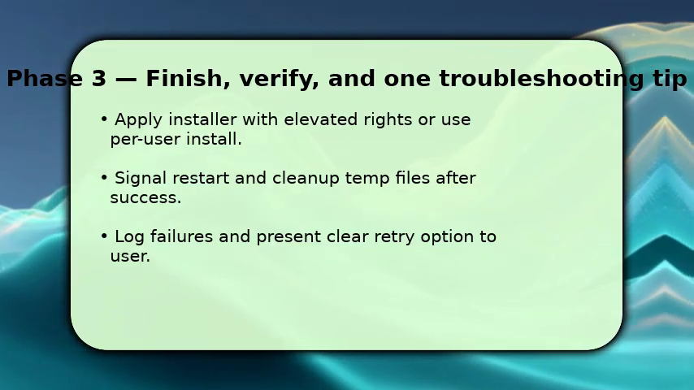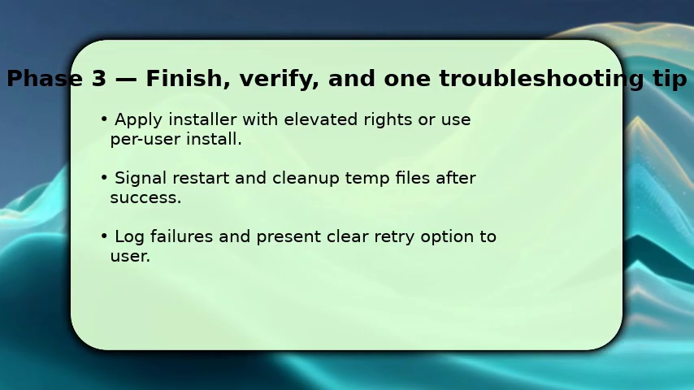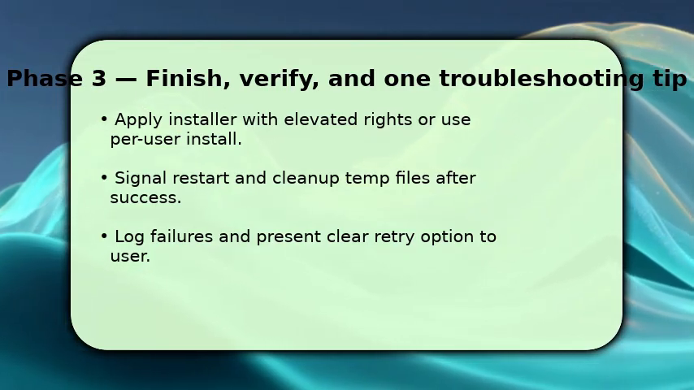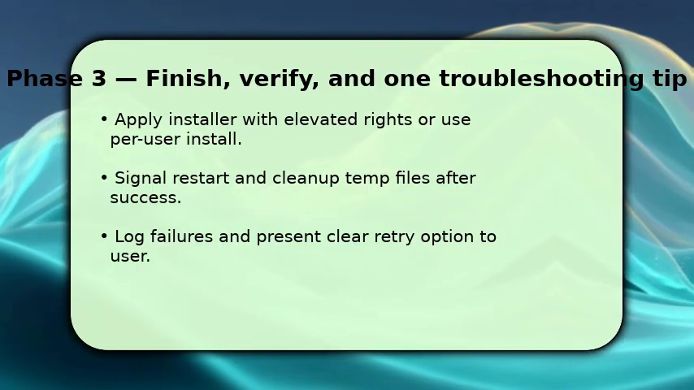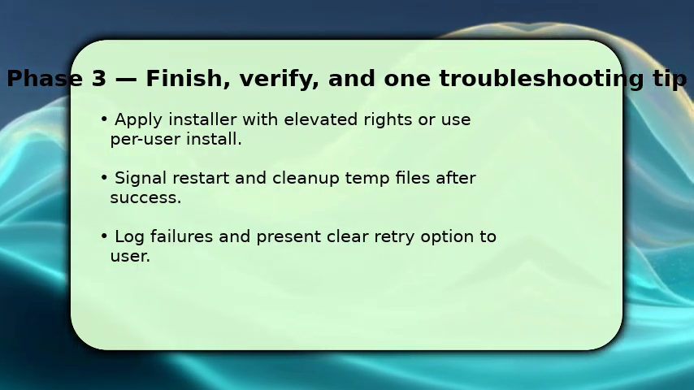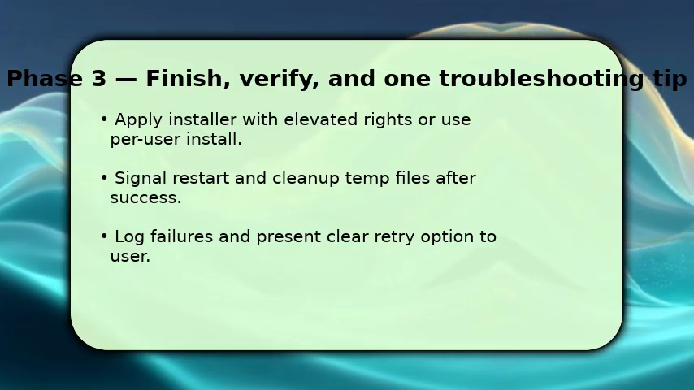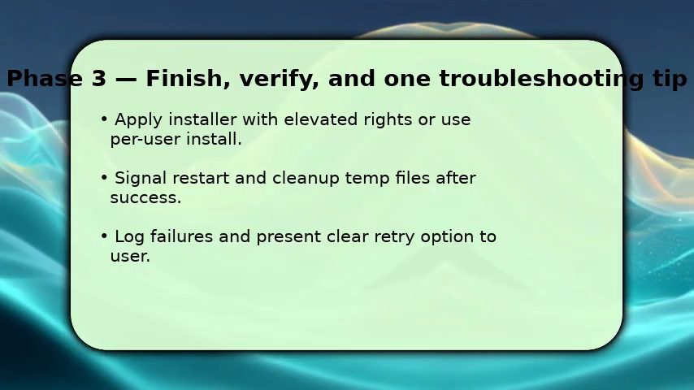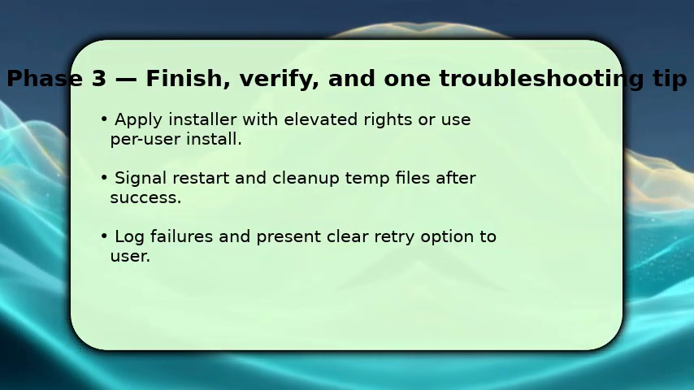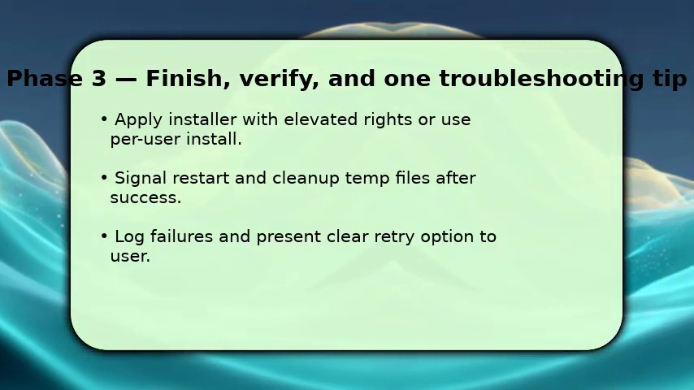Once installation completes, delete temporary files and update local version state. Then prompt the user to restart or auto-restart if safe. If things go wrong, log full HTTP responses and check for mismatches, then show a clear retry and manual download option. Remember, most failures stem from wrong URLs, permission issues, or manifest versioning.